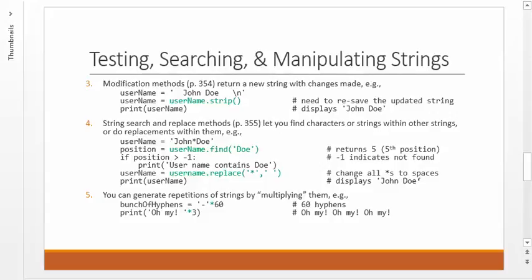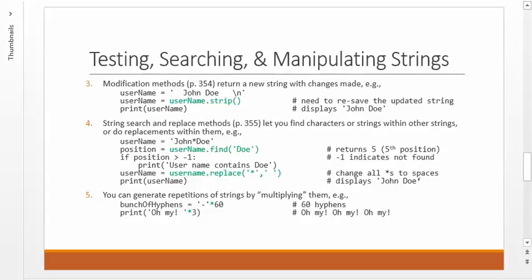The replace method says username dot replace, and then inside the parentheses, the parameters: the first one is what you want to replace, and the second one is what you want to replace it with. So in this case, we want to replace all occurrences of an asterisk, a single character. Again, you could use a string. We want to replace all of those with a space.